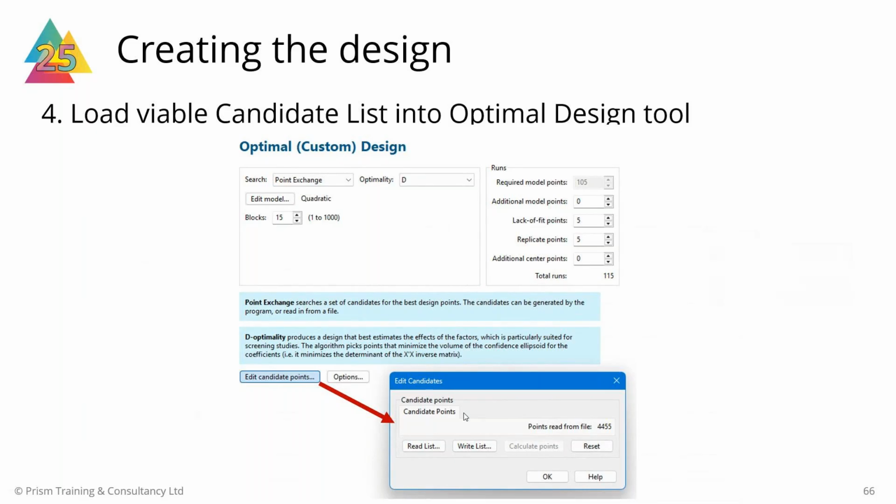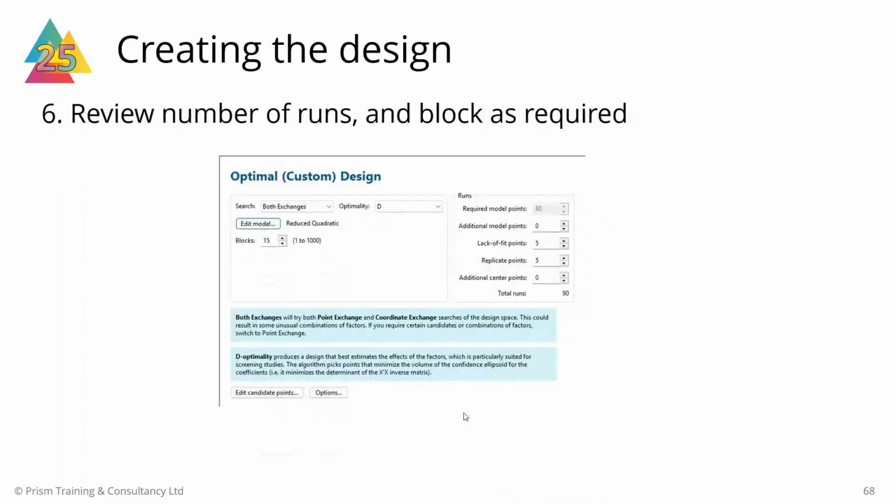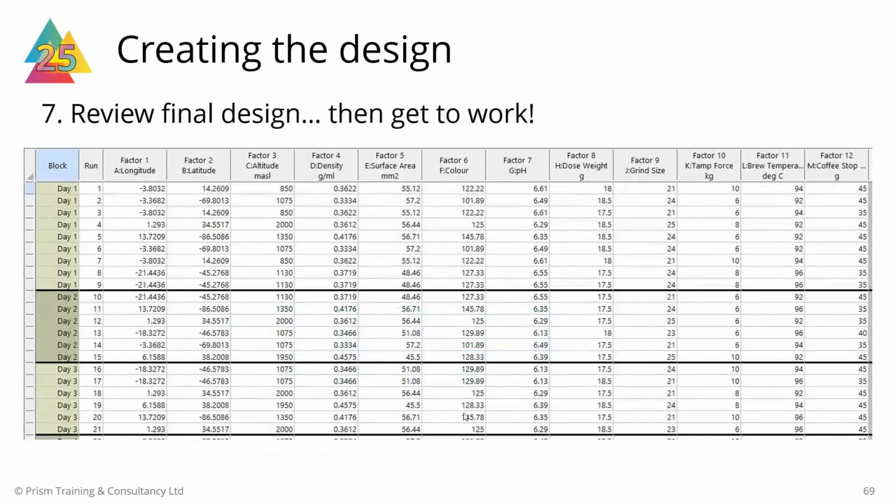Once we've loaded in the candidate list, we can then specify the type of model we want to fit. We can then review the number of runs and decide whether or not we want to block our experiment. We then review the design, and if we're happy with it, off we go to our lab, or in my case, my kitchen, and start drinking coffee.